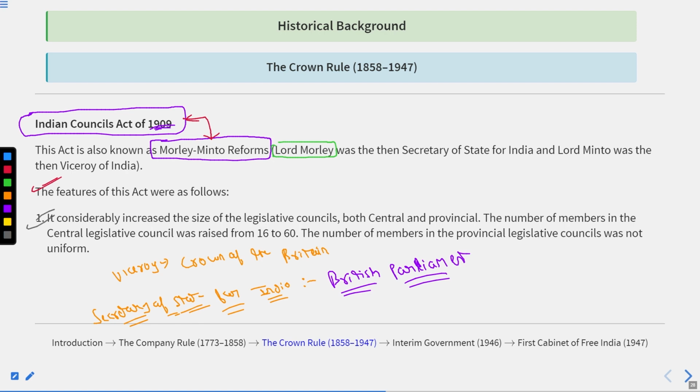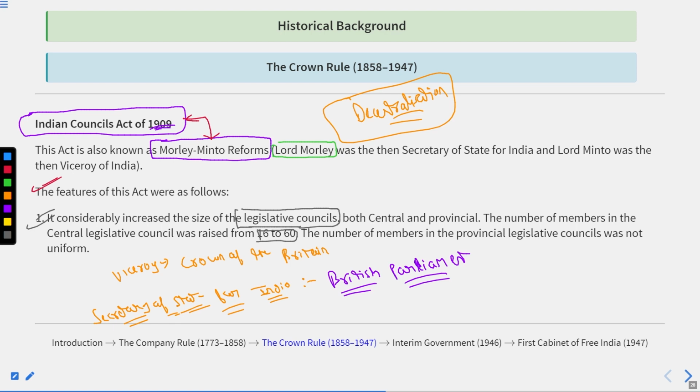So, what was the feature of this act? It considerably increased the size of the legislative councils at both the central and the provincial levels. That was the first thing. The number of members in the central legislative councils were raised from 16 to 60. Okay. It means that is also in the favor of decentralization. Like the more the members, the more the discussion would happen. So basically that was an approach adopted during this time.